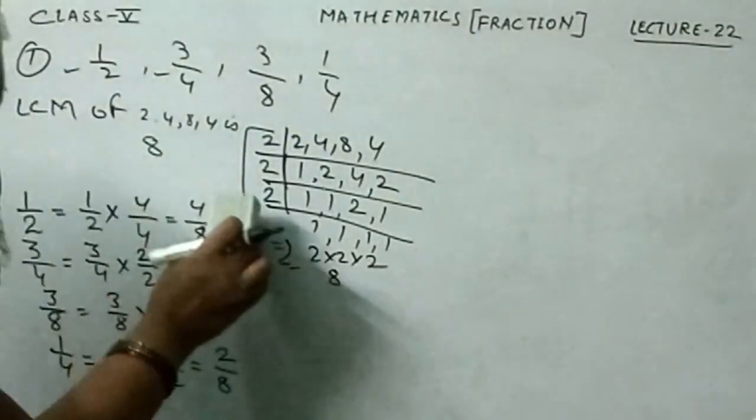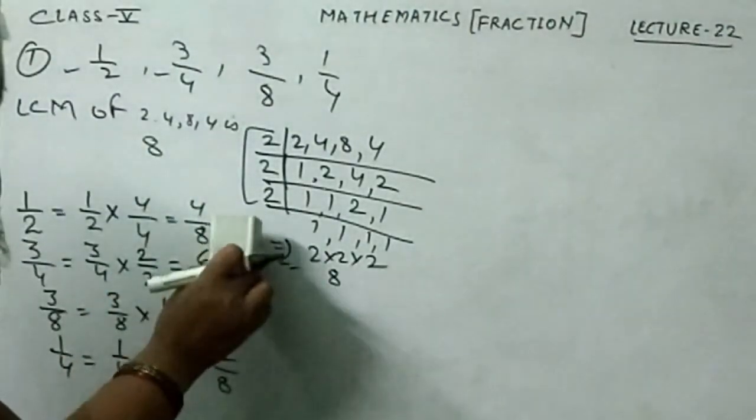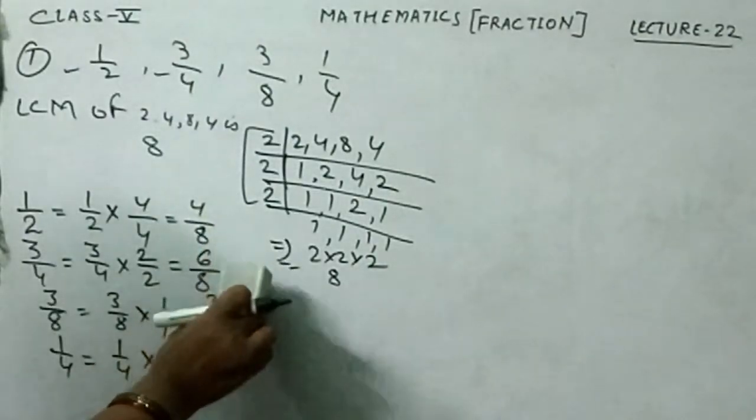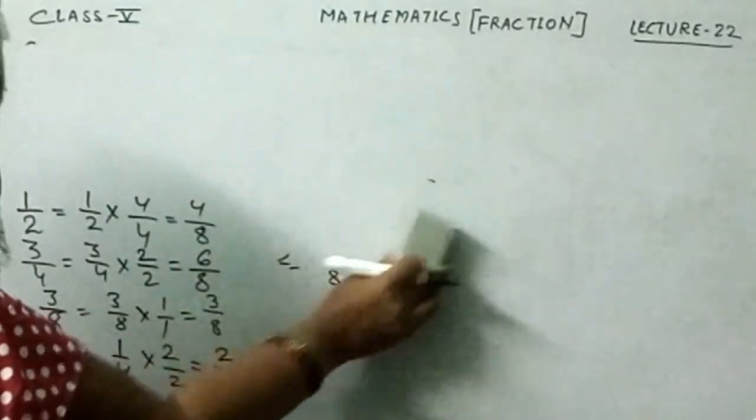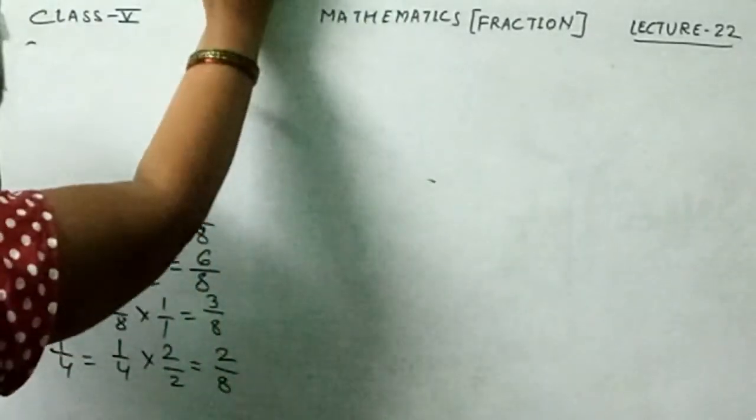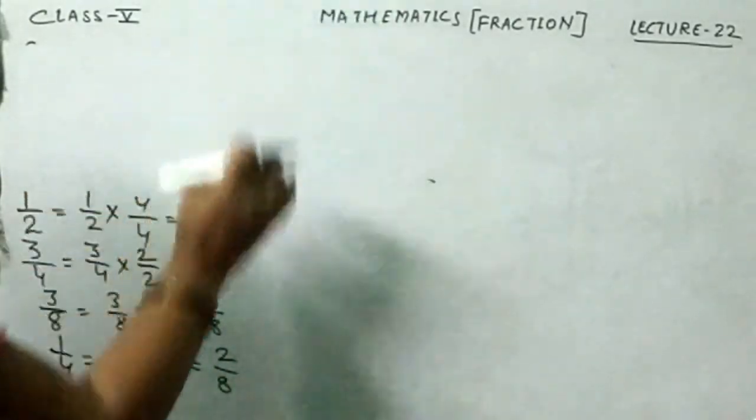Now we get the fraction. All the denominators are the same: 4 by 8, 6 by 8, 3 by 8, 2 by 8. Then if all denominators are the same, the smaller number is smallest and the higher number is highest.